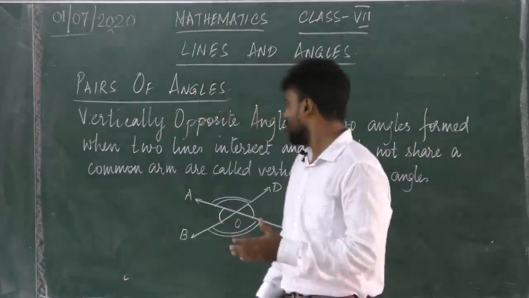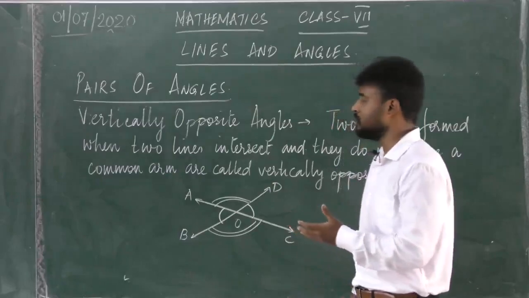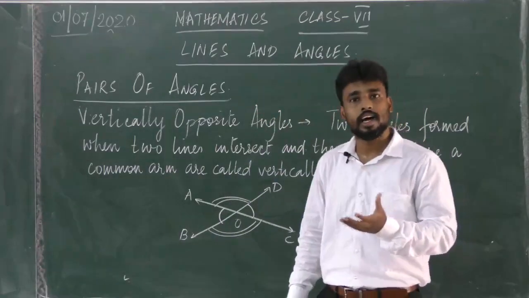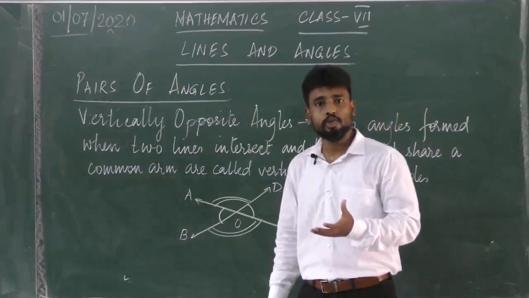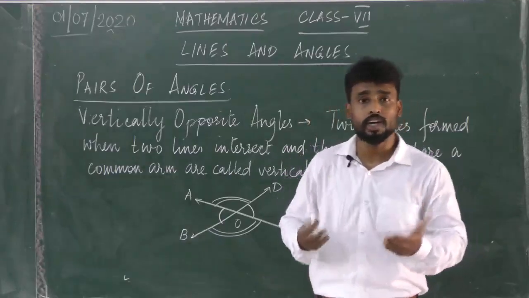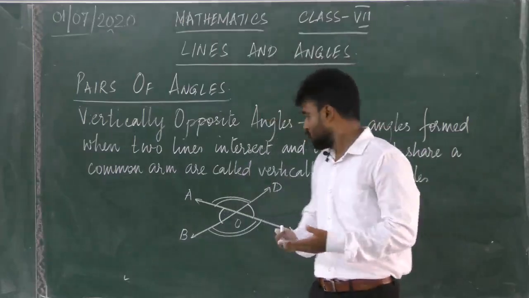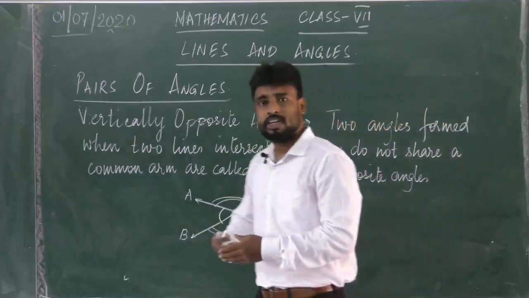So basically what we understand is vertically opposite angles are formed when two lines intersect, and these two vertically opposite angles do not share a common arm. Let us come to the next part.